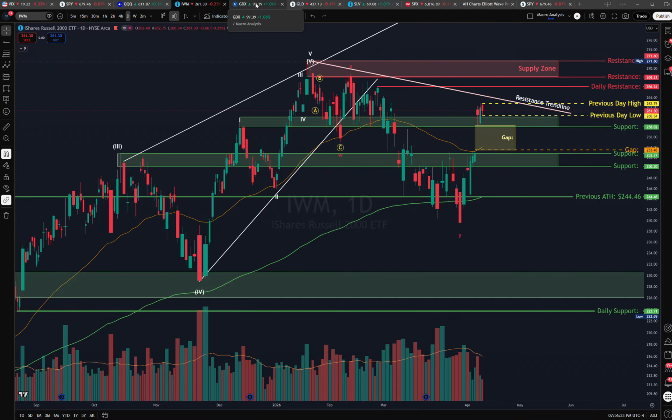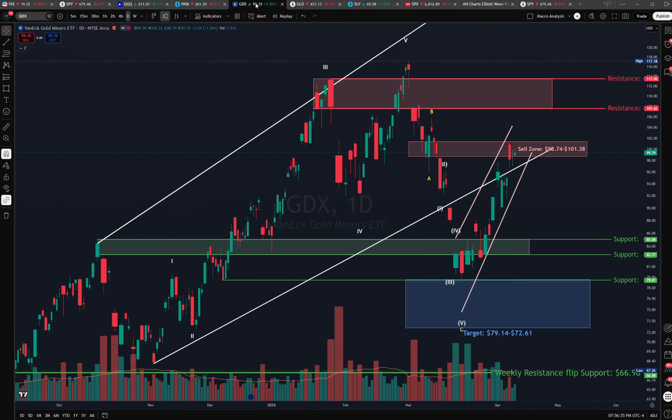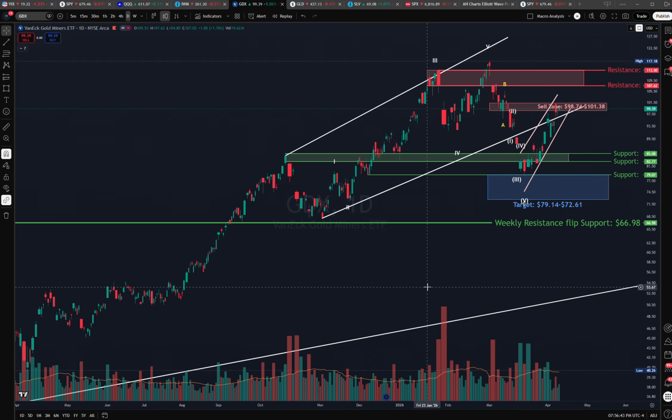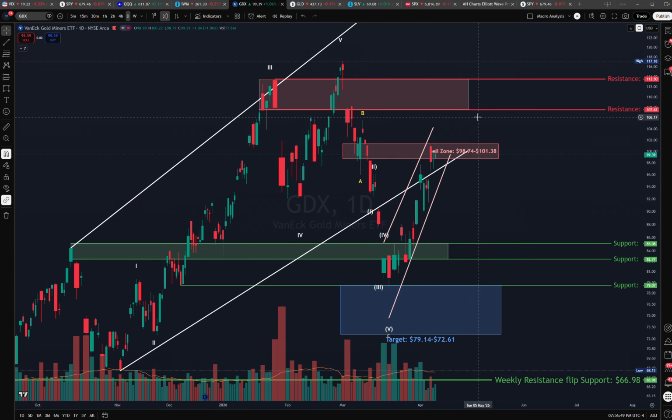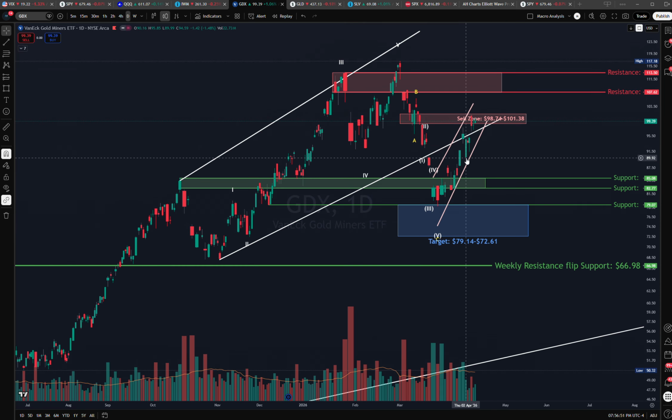Well, let's look at GDX. GDX is the gold miners ETF, which really tracks gold. What I'm looking at for GDX is that it broke down from this megaphone pattern, a broadening wedge, right into our blue box. You saw the reaction, and now it's back into one of our sell zones.